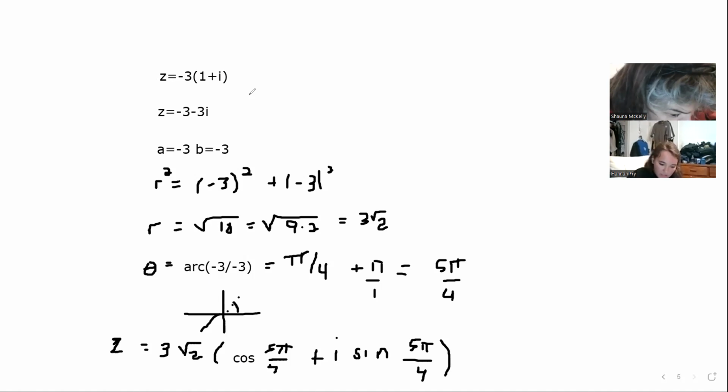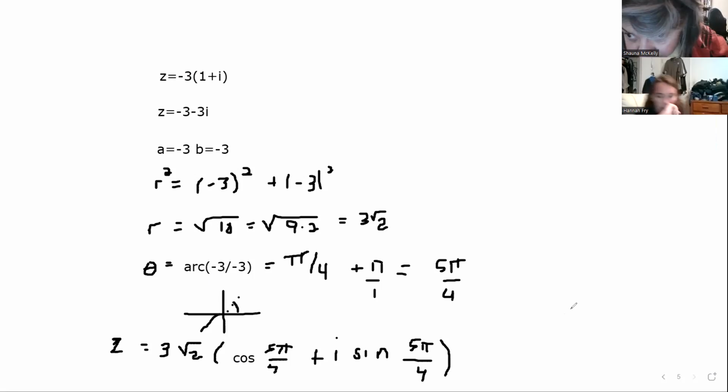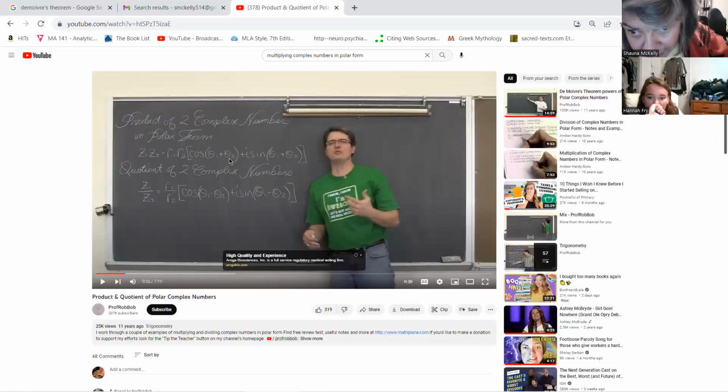And Z2 is 4 times cosine pi over 6 plus i sine pi over 6. You with me? Yes. Okay, now let's take a detour to something that I showed you before. Let's take a detour to the formula over here. There's the formula up there.